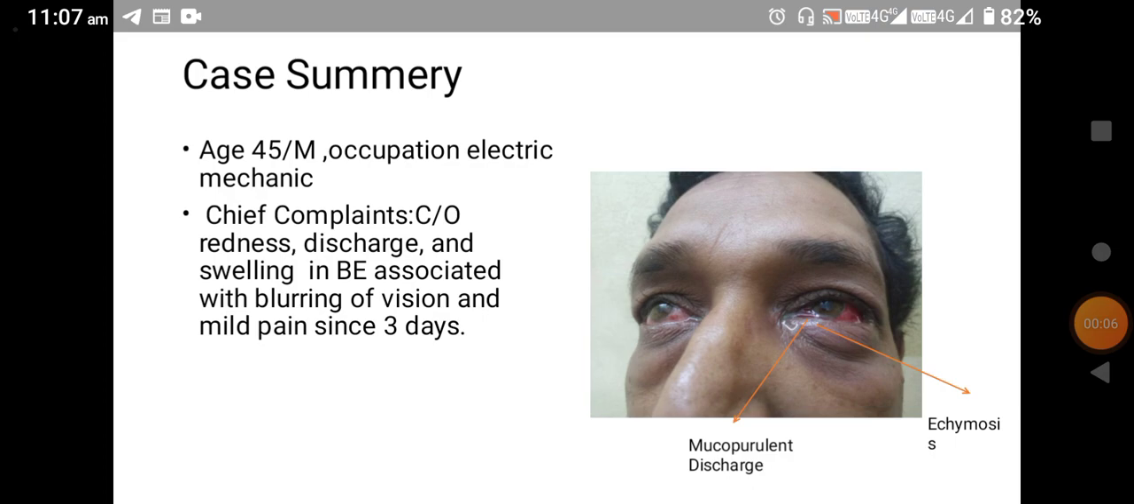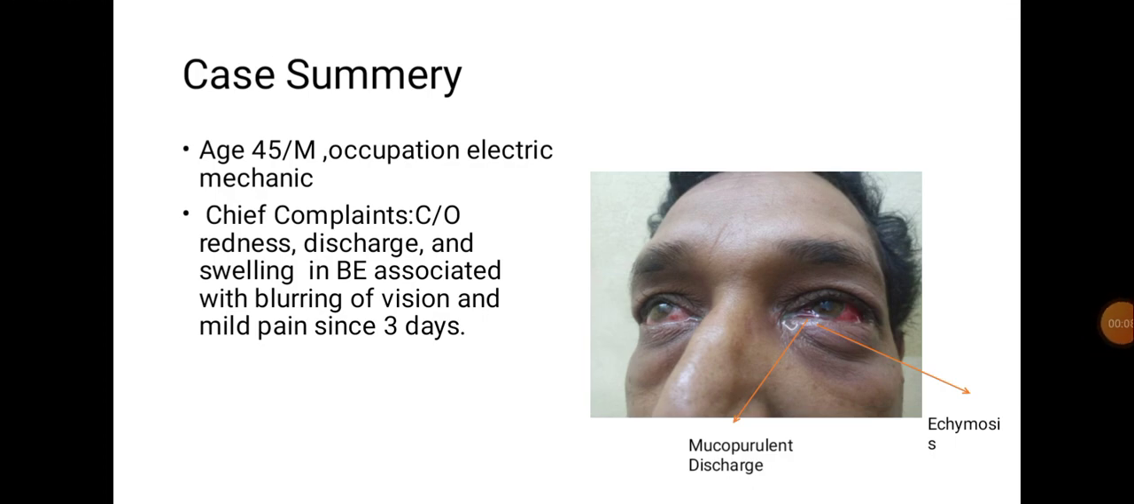Okay, good morning everyone. So today is our case on infective conjunctivitis. So basically, what is our learning objective? Our learning objective is to find the clinical signs of conjunctivitis, to differentiate between infective conjunctivitis and non-infective conjunctivitis. Number three, differential diagnosis of infective conjunctivitis and how we manage the conjunctivitis case.